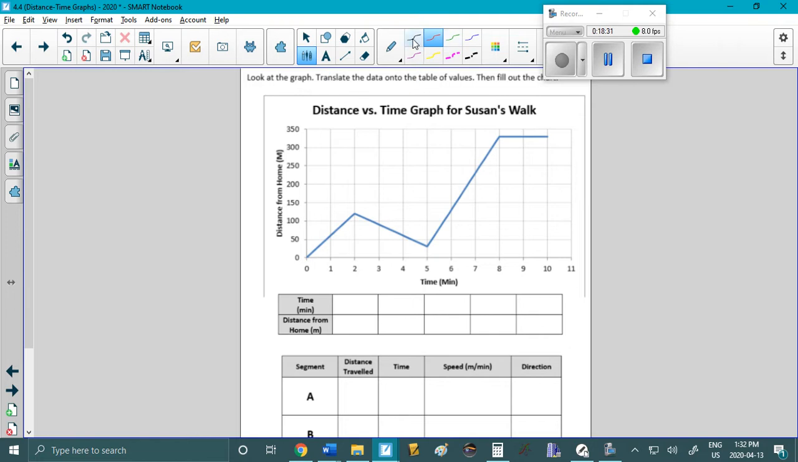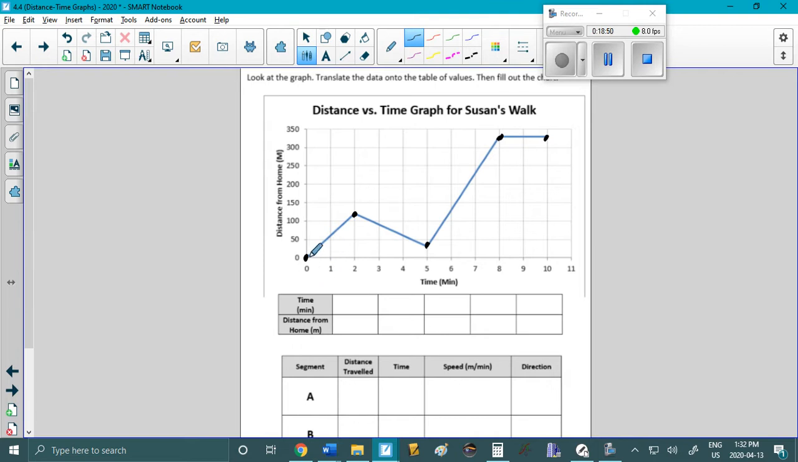Today's a nice, easy lesson. Okay, so look at the graph and translate the data into the table. So I'm going to put the points on. We always have a start point and an end point, and then the other points are going to be where the lines change direction. And now let's fill it in.